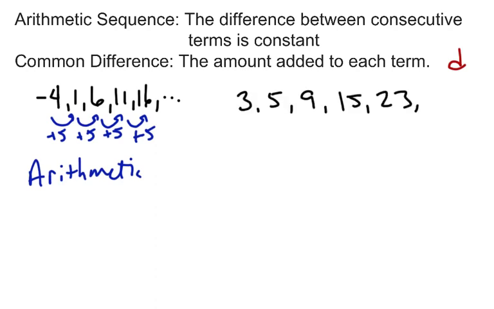Now, when we look at the next one of 3, 5, 9, 15, 23, as we go from one term to the next, here I'm adding 2, and then I'm adding 4, and 6, and 8, and so on. So there is definitely a pattern here, so it is a sequence, but because we're not adding the same amount every time, it's not arithmetic.